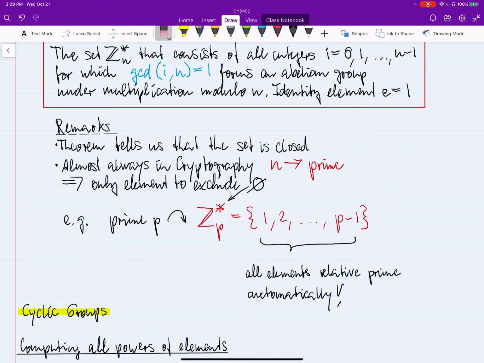Okay, plus, almost always in cryptography, we use an n which is actually a prime. So when you assume n being a prime, that's the reason why we are going to replace n with the symbol p for prime.